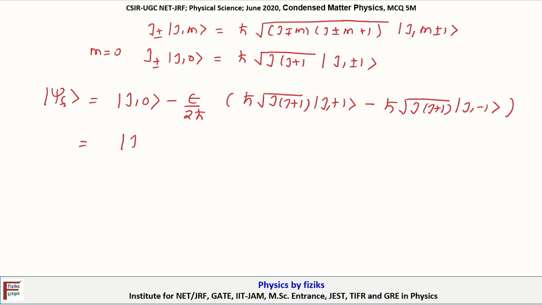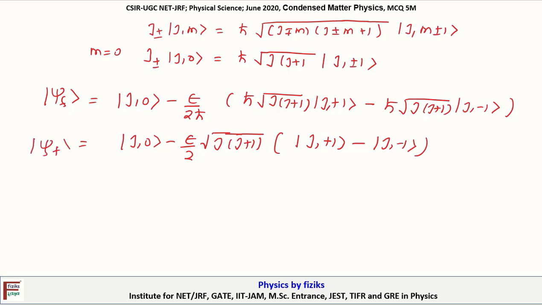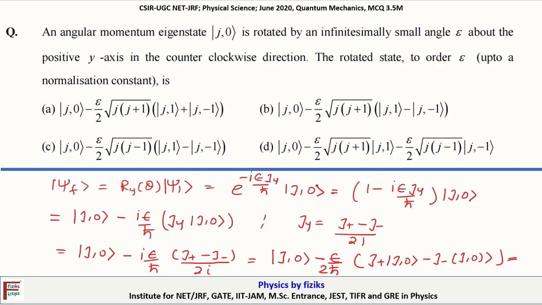That means J0 minus epsilon by 2. We can take root J into (J plus 1) common. We would have J, 1 minus J, minus 1. So that is psi f. Checking the correct option, it would be option B.